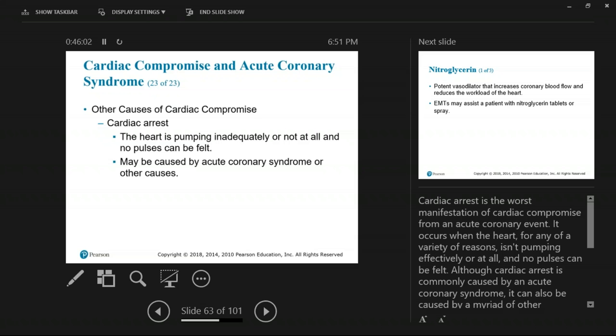Okay, so cardiac arrest. We already know the heart's not going to pump, no pulse, pale, they're circling downhill. Hopefully some of you will get an opportunity to do CPR on a person. And again, cardiac arrest can be caused by acute coronary syndrome or a heart attack.